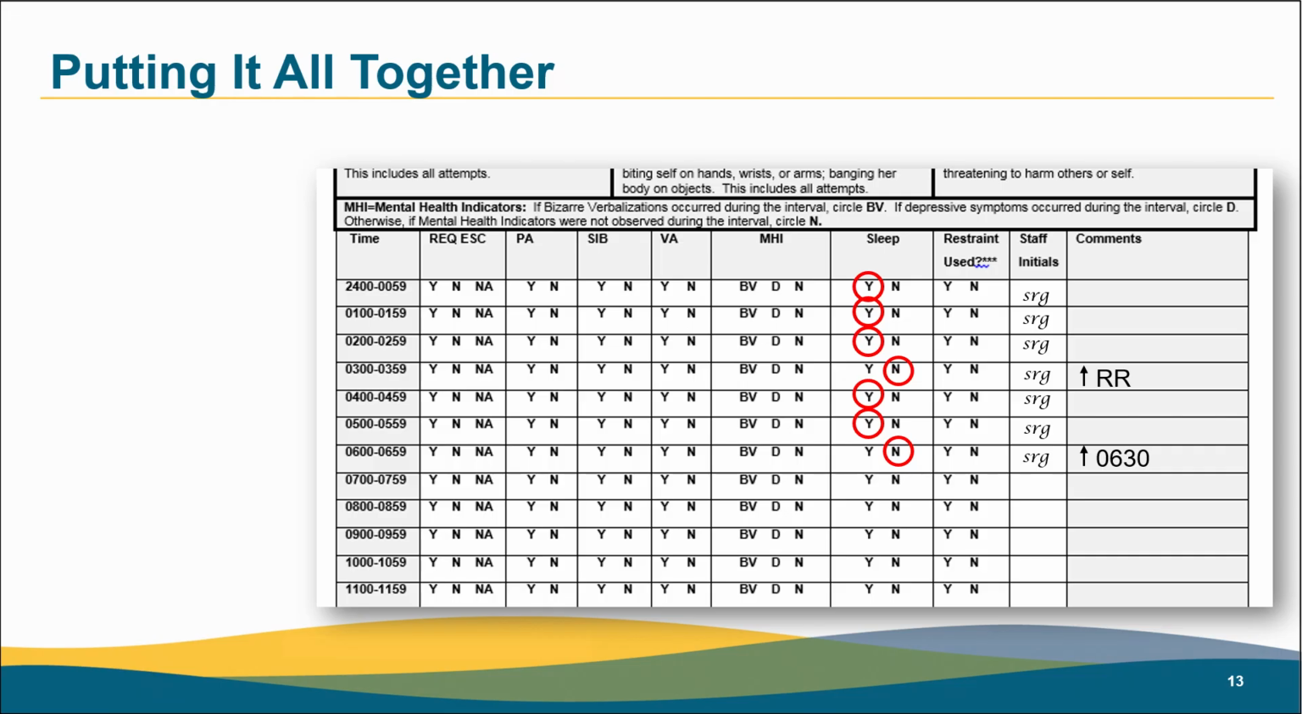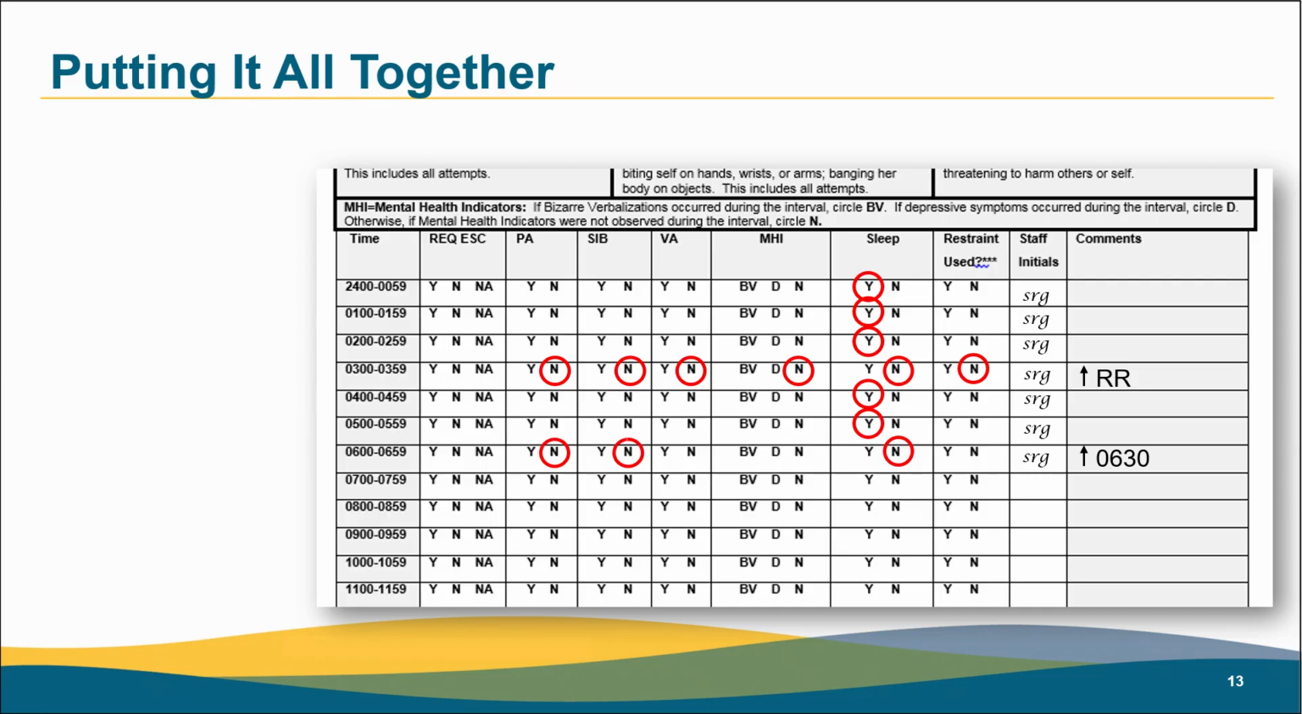Here's a trick to save you a little time. If Betty was asleep, notice that we do not have to circle anything for the replacement or target behaviors, mental health indicators, or restraints. If Betty was asleep for the entire hour, she obviously would not be engaging in any of these behaviors. On the other hand, we would want to indicate whether any of these occurred during the times that she was awake. Let's say that she did not engage in any of these behaviors when she got up to use the restroom. So we would simply mark no for all of these behaviors for that interval.